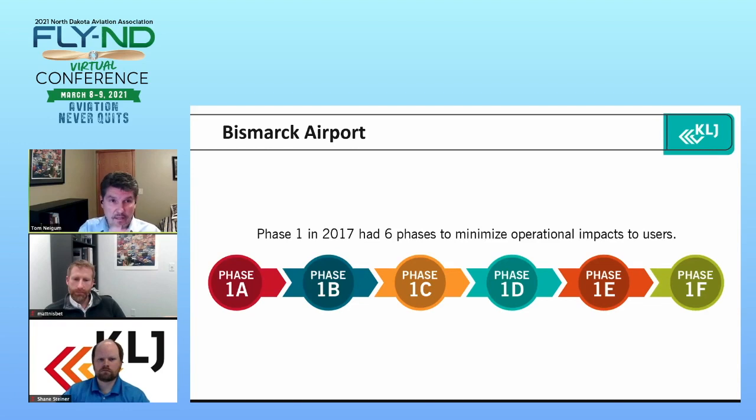The first phase actually had 6 phases to minimize operational impacts to the airport users. When you have phases within a phase, it really tends to complicate things. But with good planning and working hand in hand with the contractor, the airport, and the FAA, it was very successful.